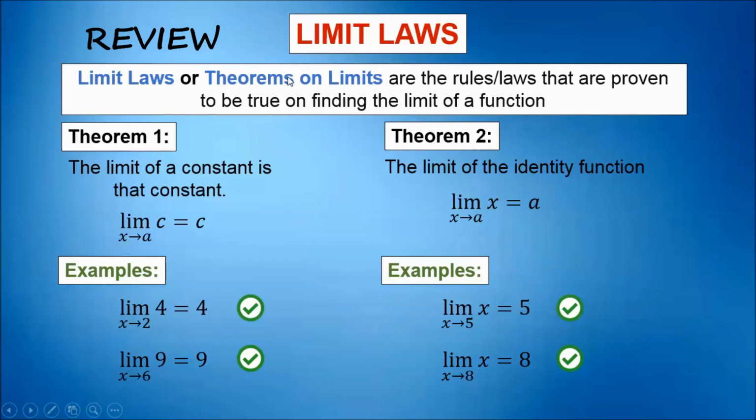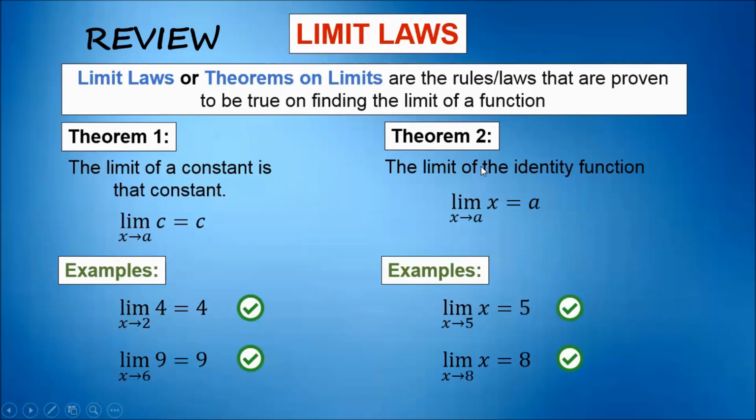These are the theorems on limits that are proven to be true on finding the limit of a function. We have theorem number 1, the limit of a constant. Our example is this one. Limit of 4 as x approaches 2 is 4. Then limit of 9 as x approaches 6 is also 9.